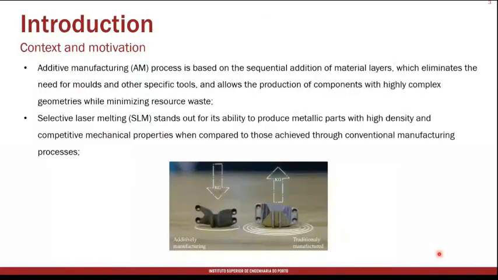A short motivation to this work. So we know that additive manufacturing is widely used currently. It's based on the sequential addition of layers, which eliminates the need for molds and specific tools and allows to create very complex geometry parts. In this process, selective laser melting, in particular, is widely used to produce metallic parts that need to have high density and elevated mechanical properties when compared to conventional manufacturing processes.